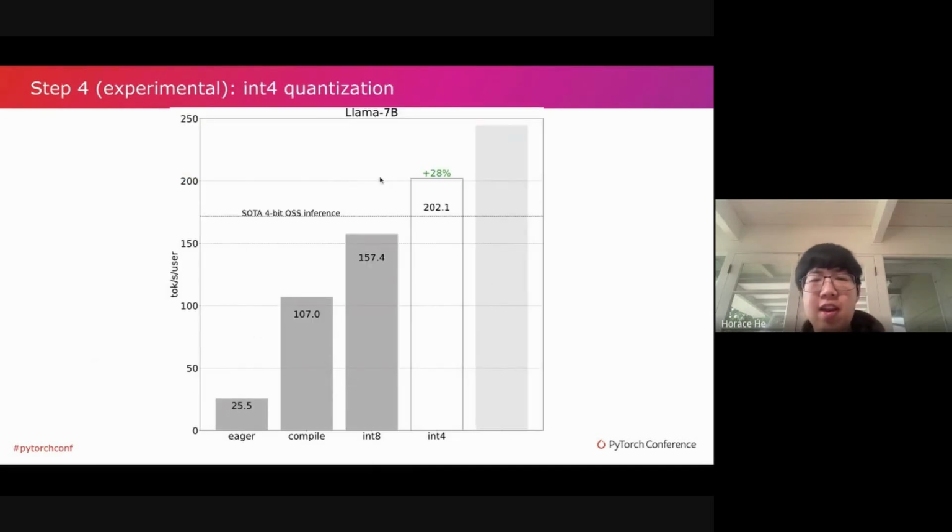Applying that allows us to get another 30% performance improvement, from 157 tokens per second to 202 tokens per second. As far as I'm aware, at least a month or two ago, perhaps things have improved, but the last time I benchmarked these, this was faster than state-of-the-art 4-bit OSS inference, which was typically around 170 to 180 tokens per second.